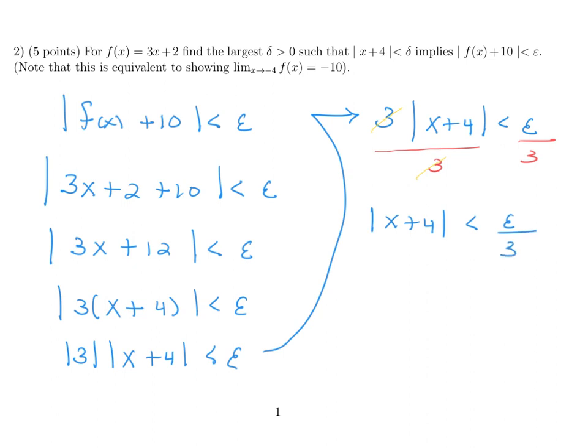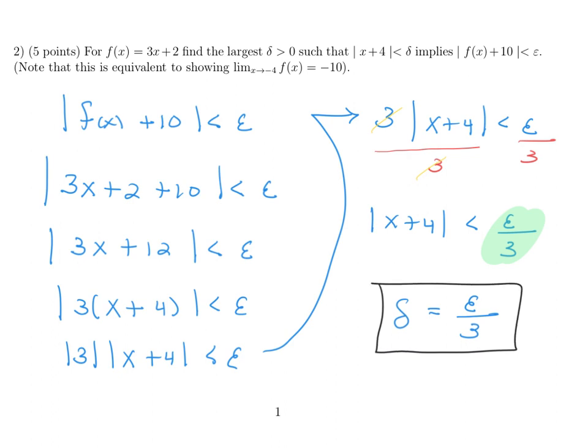And from this spot, we can read off the delta. So what is delta? This is delta. This is what makes it match up with this part of the expression here. The absolute value of x plus 4 is less than something. Well, this something is your delta. The final answer is delta should be set equal to epsilon divided by 3.